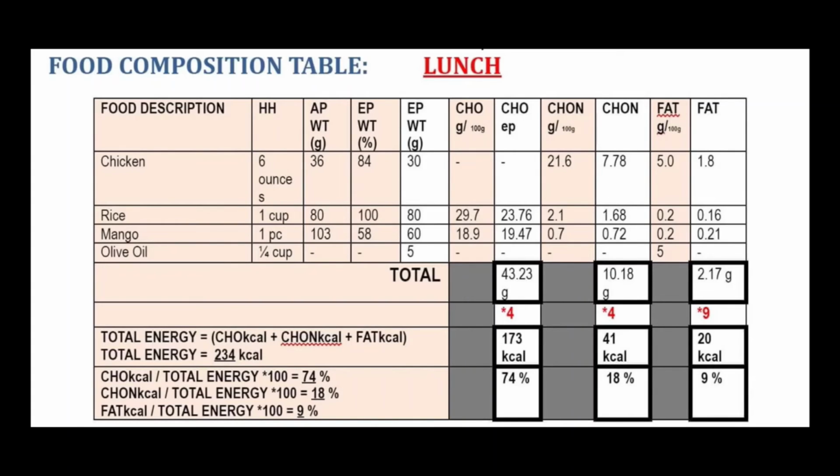For the rice is 1 cup. AP weight is 80. AP weight is 100. AP weight 80. Carbohydrates 29.7 and 23.76. The protein is 2.1 and 1.68. The fat is 0.2 and 0.16.